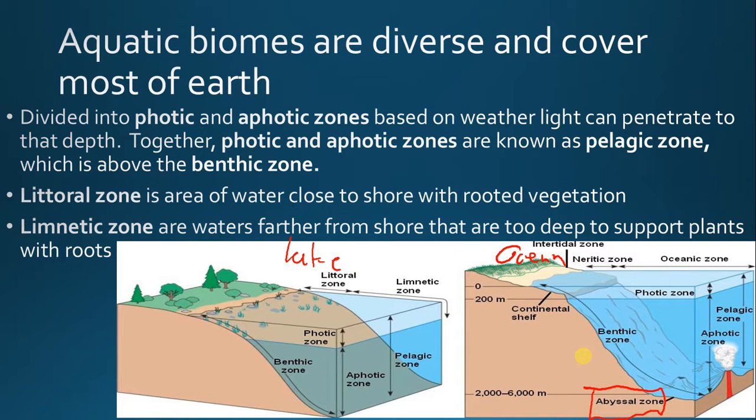Two other divisions we make, especially in lakes, is the littoral zone. In the ocean it is called the neritic zone. This is very close to the shore, a wealth of biodiversity of life. And then the limnetic zone, farther away, where water's too deep to support rooted plants. This is more like the open ocean, or the oceanic zone.